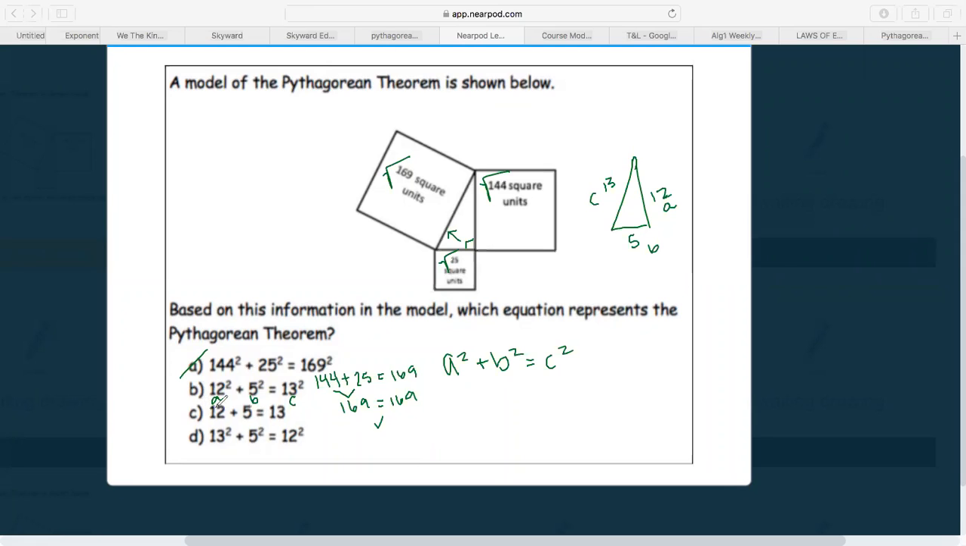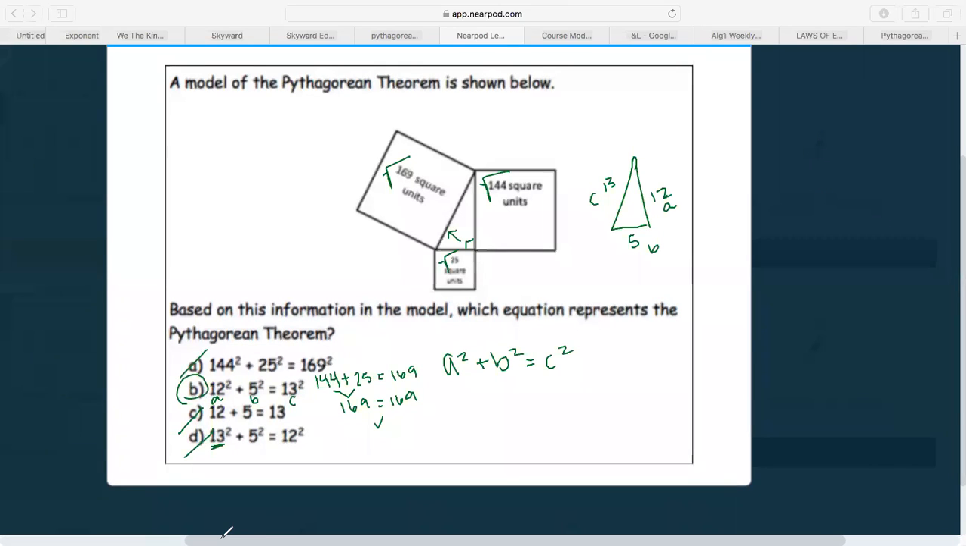The C says 12 plus 5 equals 13. Well, 12 plus 5 doesn't equal 13, so that really doesn't make sense. But they didn't use the Pythagorean theorem. They didn't square the A, B, and C. And D has 13 squared plus 5 squared equals 12 squared. Well, they have the hypotenuse in the place of A instead of C. And we know that the hypotenuse is the largest number, so 13 shouldn't be right here. It would always be in the C position. So B would be my answer.